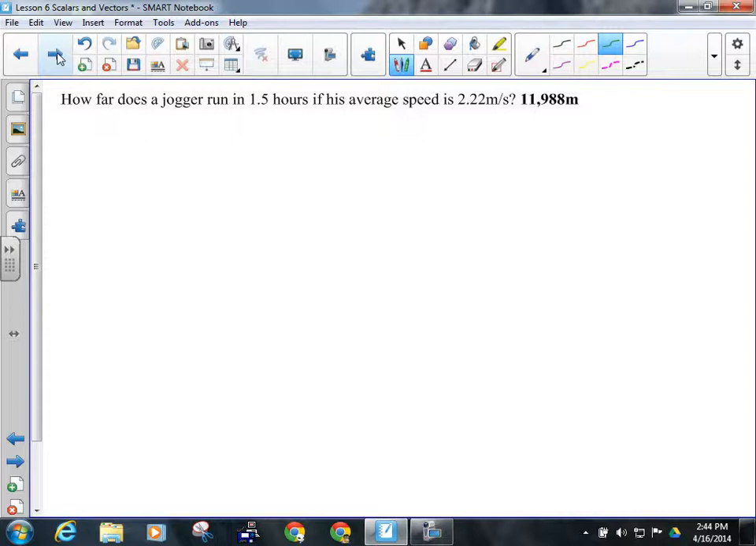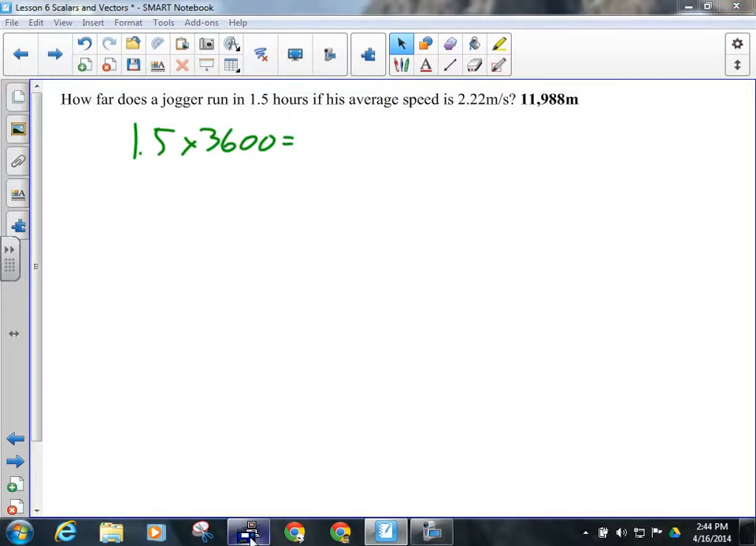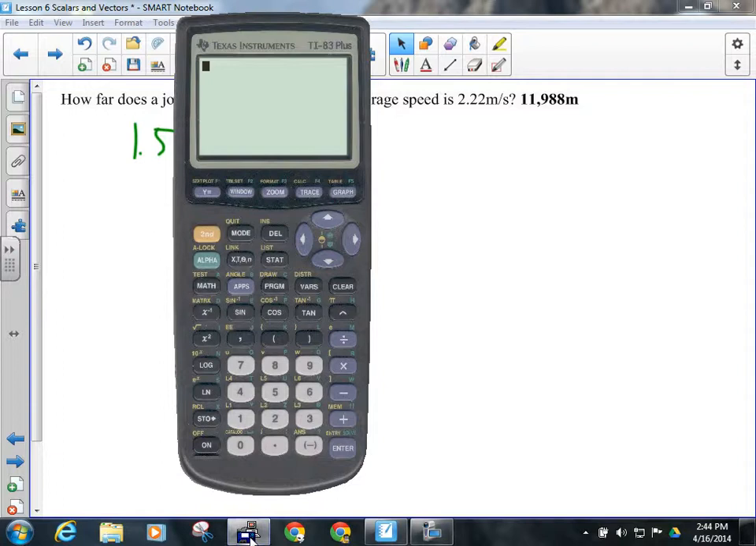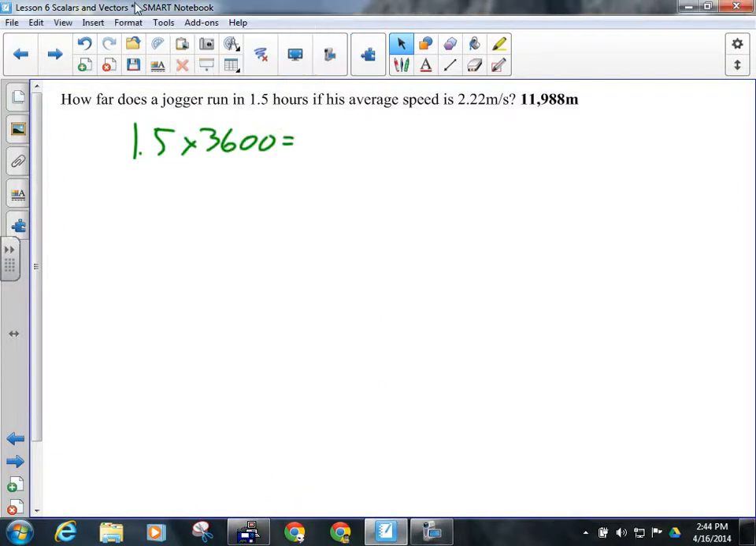Yes, or divide by 3600. Actually, sorry, not divide. I would need a bigger number. There'd be more seconds than hours. So I wouldn't divide, I would multiply. There are 3600 seconds in an hour. So 1.5 times 3600 will give me my time in seconds. All right, so 5,400 seconds.